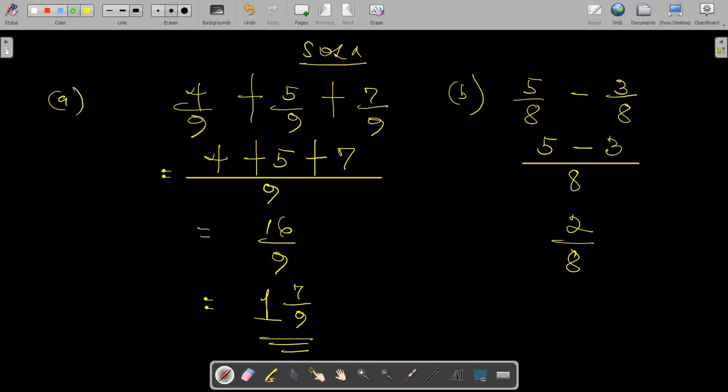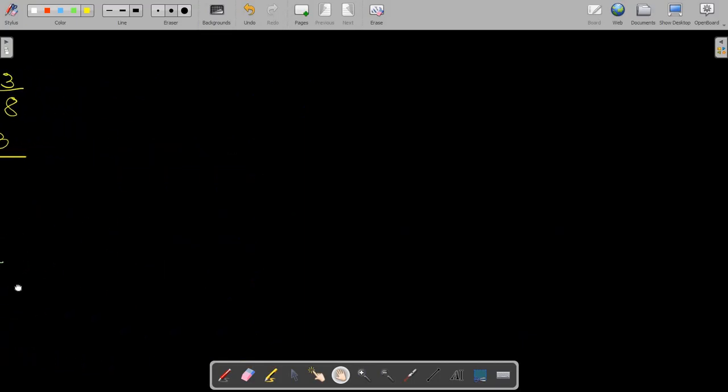So what can cancel out here? I notice that something can divide. 2 goes in 2, 1, 2 goes in 8, we have 4. So definitely the answer will be 1 all over 4. And we are through with that question. Now let's try and solve the next question, number 2 question.